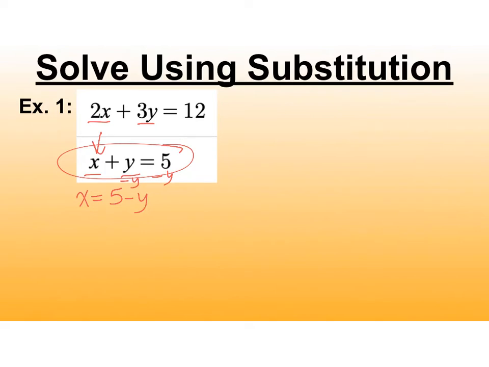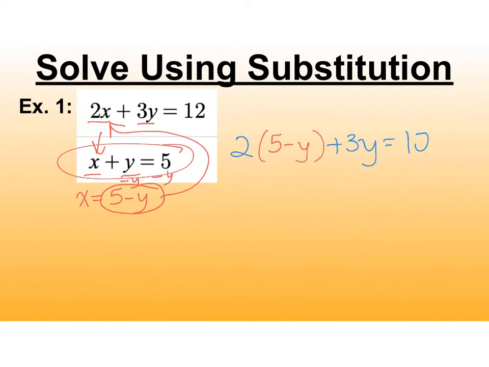So now I'm going to take this equation, which is x, and I'm going to plug it into that x up in the other equation. Always make sure you go into the other equation, and you really need parentheses. So I'm going to have 2, and then my red x, which is (5 minus y), plus 3y equals 12. And you can see what I did. Now I have an equation with just y's in it. So I'm going to do my distributive property and get 10 minus 2y plus 3y equals 12.